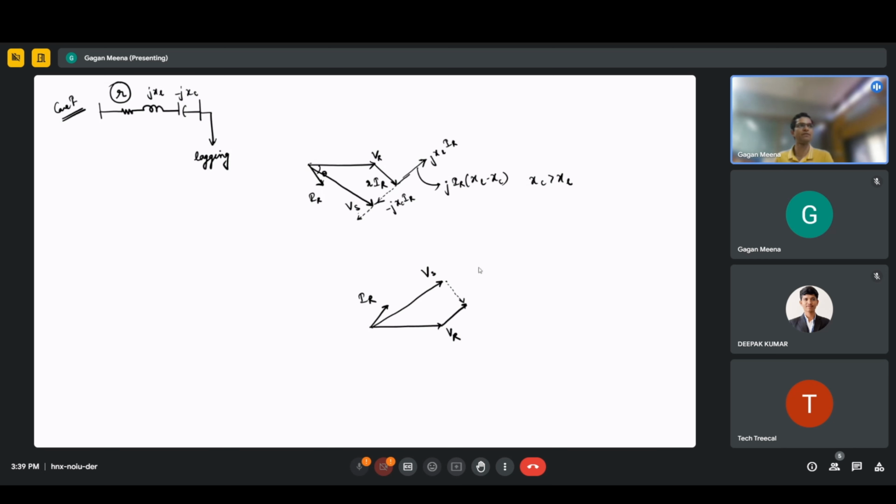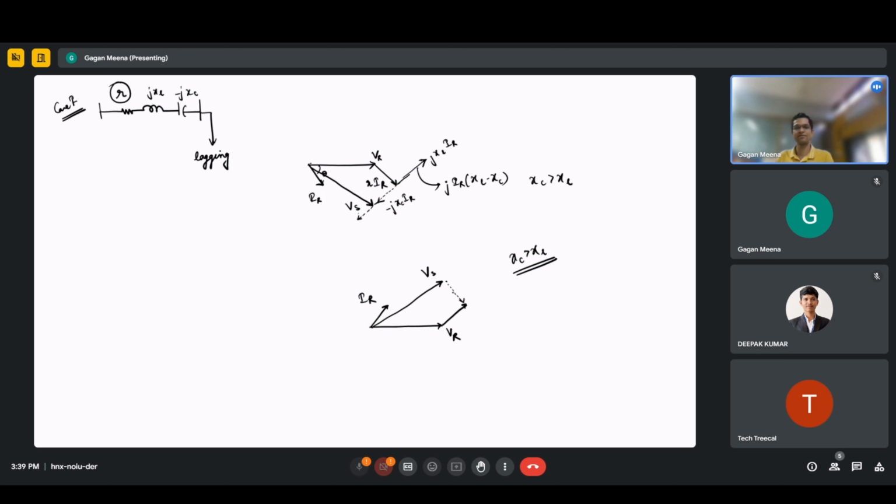Yeah, so this will happen because of the capacitor, the series capacitor. So if XC is more than XL, then it will lead to voltage rise. This is overcompensation.